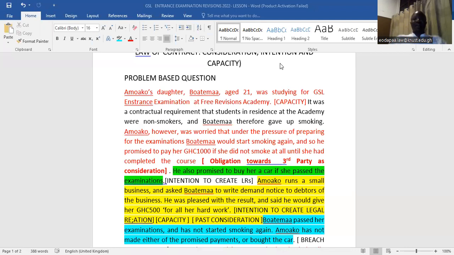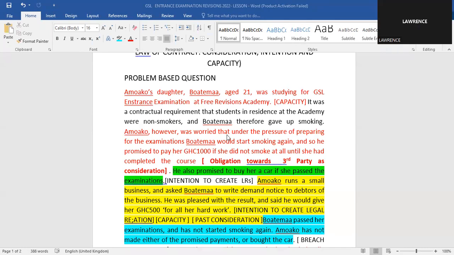Yeah, so on that note, will somebody resolve the performance of the obligation towards the third party being a sufficient consideration? Will somebody resolve that for us? Yes, any volunteer? Hello, Sam. Yes, so I will want to attempt that.